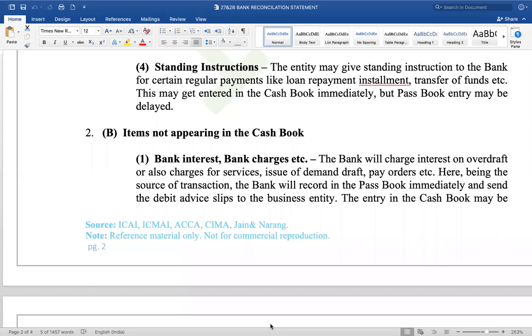Yes, sir. Standing instructions. The entity may give standing instructions to the bank for certain regular payments like loan payment installment, transfer of funds, etc. This may get entered into the cash book immediately, but passbook entry may be delayed.